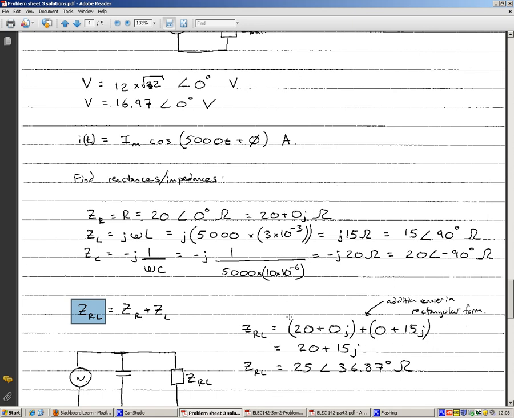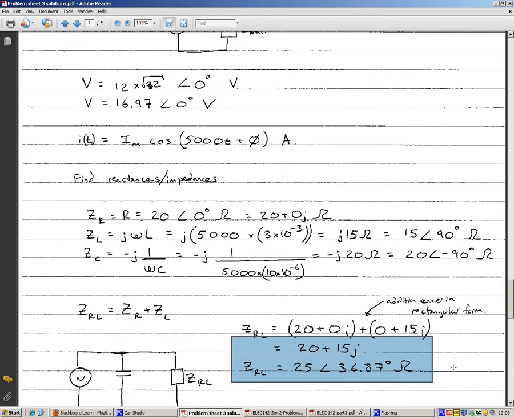I've phrased the question in rectangular form. The reason I've done that is because it's an addition, it's easier to deal with in our rectangular form. So for the resistor, it's 20 plus 0j, plus for the inductor, which is 0 plus 15j. So if you just add that together, it's 20 plus 0 plus 0 plus 15j, which gives us 20 plus 15j. So that's our answer there. I've also then converted it to polar form here. These two numbers are the same, they're just in different forms.